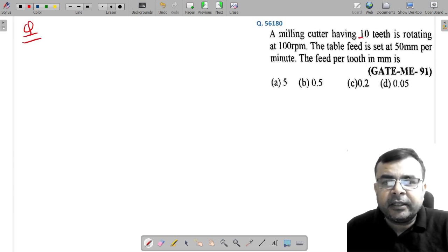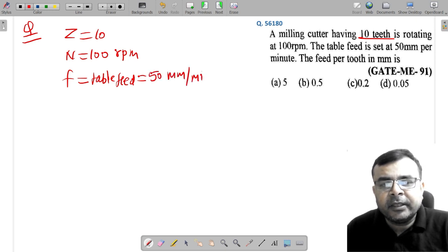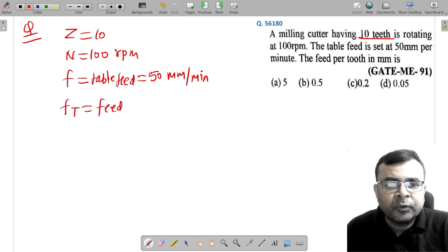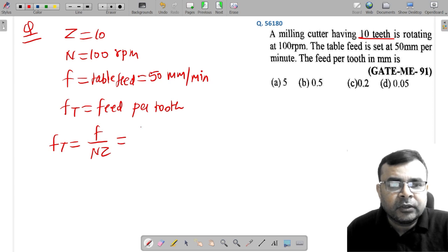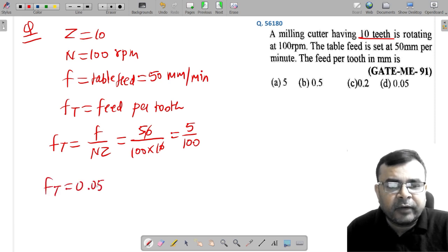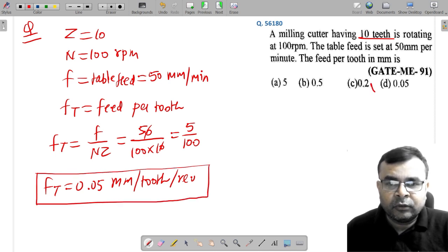Next, a milling cutter having 10 teeth is rotating at 100 rpm. In this case we have the table feed, which is equal to 50 millimeter per minute. So here we need to find the feed per tooth. Feed per tooth is nothing but F over N and Z. This is 50 over 100 into 10. So 5 by 100, or you can say Ft is 0.05 millimeter per tooth per revolution. So the correct unit is millimeter per tooth per revolution. So the correct choice will be option D.